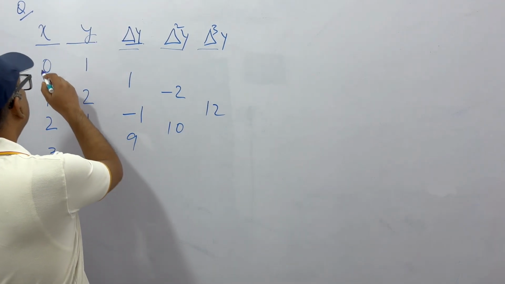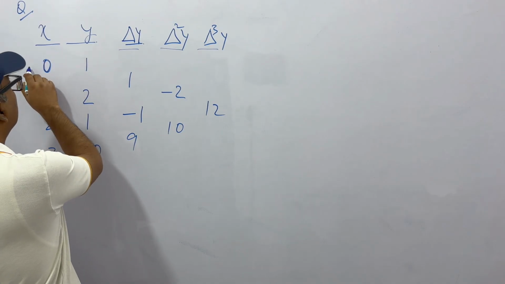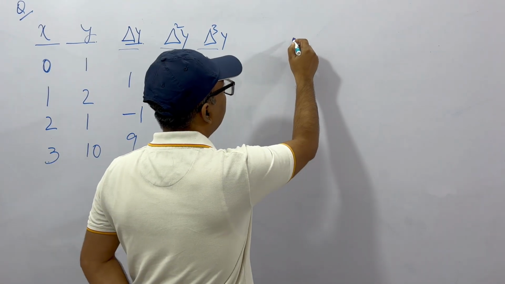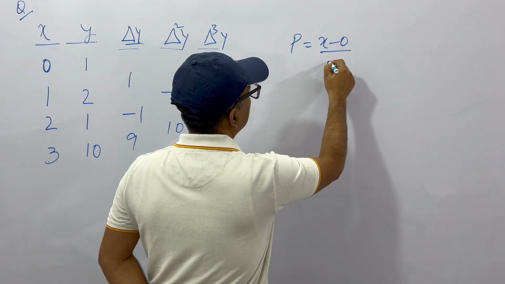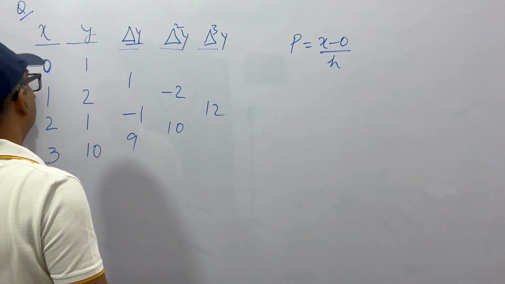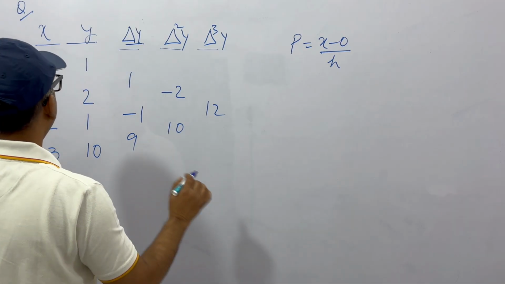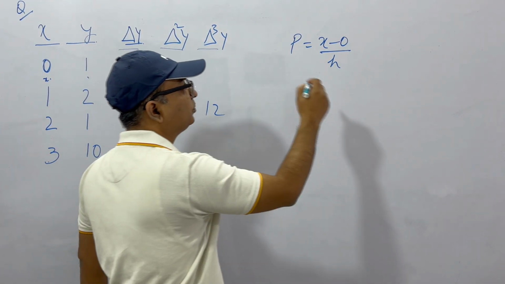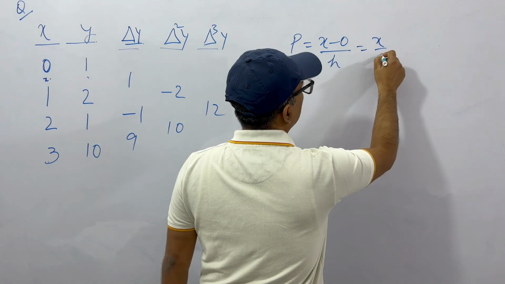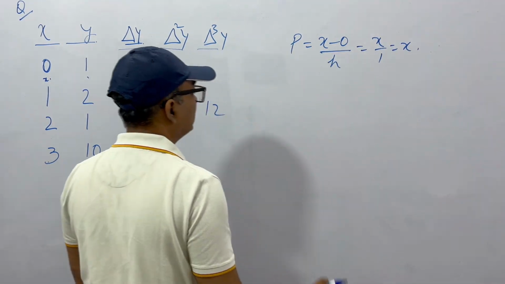Let's say we take for x from here, x equal to 0. So what will be p? P will be x minus 0 by h, and h is 1. So I'm saying, let's say x is somewhere here for which we want to find the value. So p will be x by 1, that is x. So p is our x only.